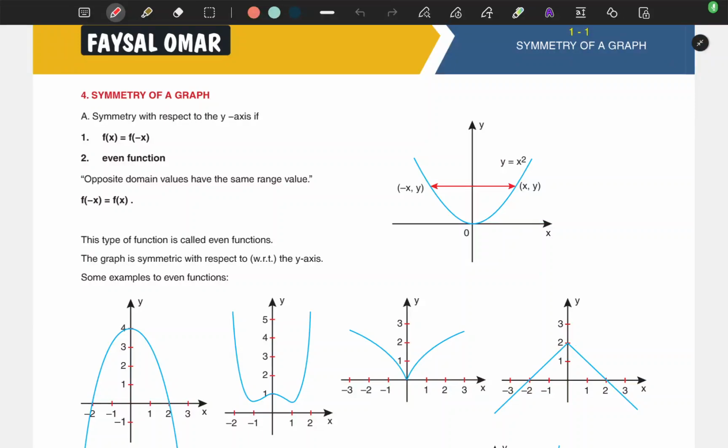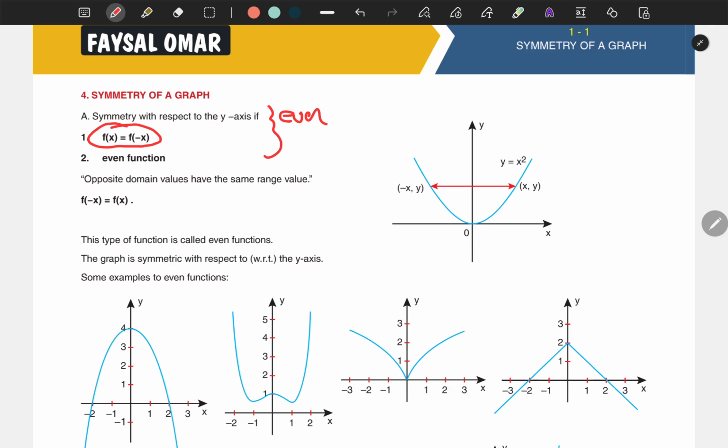Okay, hello guys. In this video, I will explain symmetry of the graph, even and odd function. Well, symmetry of the graph, guys. I have two main functions. If it's with respect to the y-axis, which means even. And then I have one of the simplest rules: f of x always equals f of negative x.